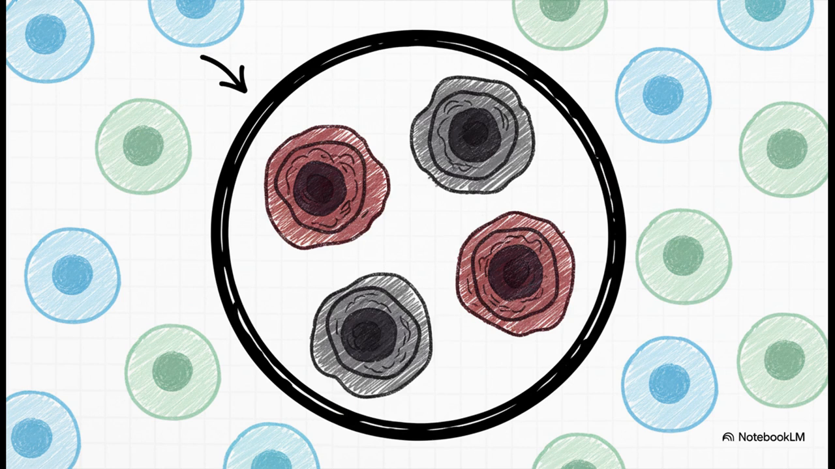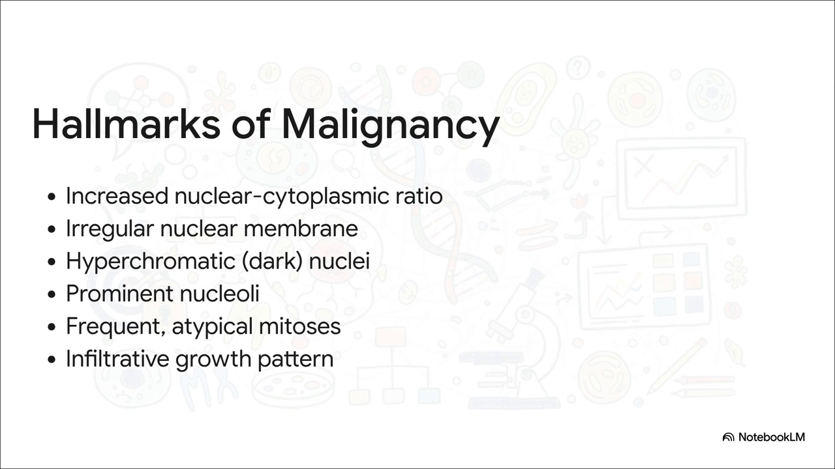So how do we make that critical call? Well, we hunt for very specific clues under the microscope. Let's take a look at the classic cytologic hallmarks of malignancy. These are the features you absolutely have to burn into your brain. The nucleus gets way too big for the cell. The border around the nucleus becomes jagged and irregular. The chromatin inside stains super dark. That's hyperchromasia. You see prominent nucleoli, lots of weird-looking cell division, and most importantly, you actually see the tumor cells invading into the healthy tissue around them.